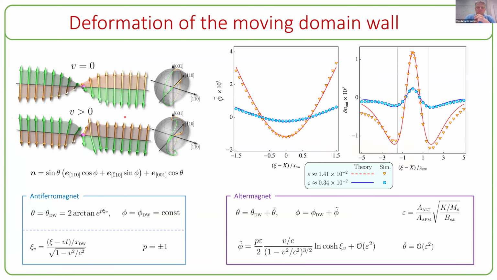Altermagnetism also has an influence on a moving domain wall. For a conventional antiferromagnet, there is a known solution for a translationally moving domain wall. The domain wall in its motion keeps its profile, but experiences Lorentz shrinking of the domain wall width. Here, the angle phi determines the orientation of the Néel vector in the domain wall. In this solution, it can be arbitrary.